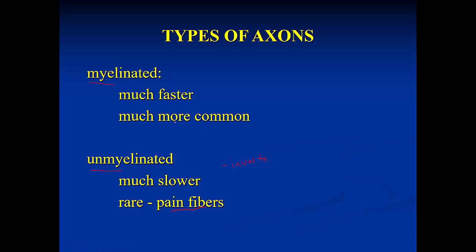When I say much more common, obviously I'm talking about much more common in our body. There's a lot more invertebrates obviously around the world, so most species have unmyelinated axons. But in us, most of the axons are going to be myelinated. These are faster compared to unmyelinated axons.